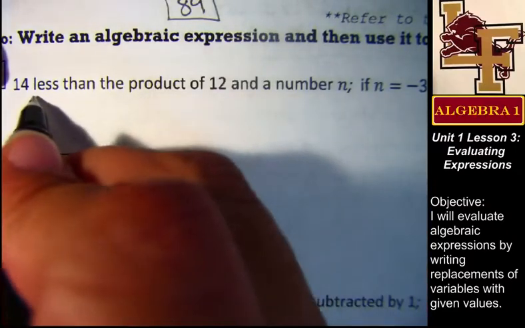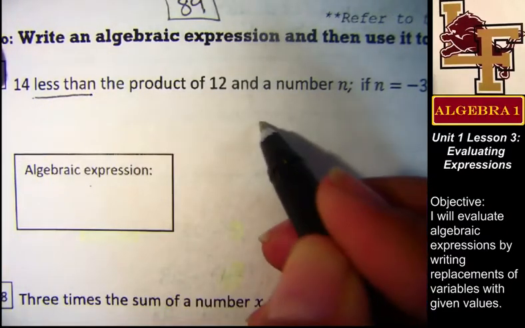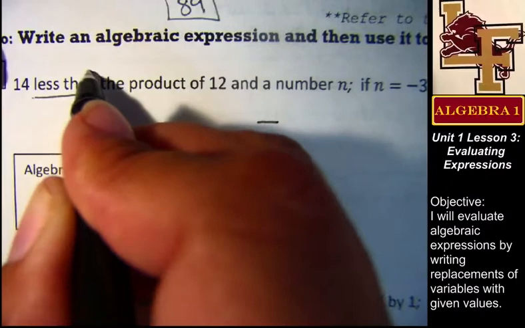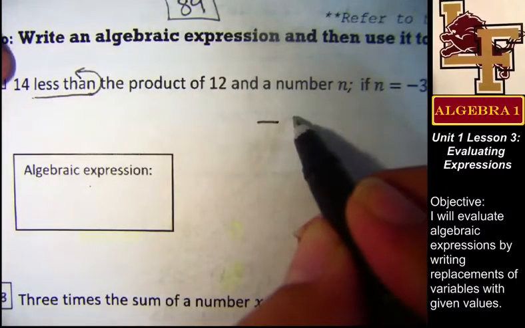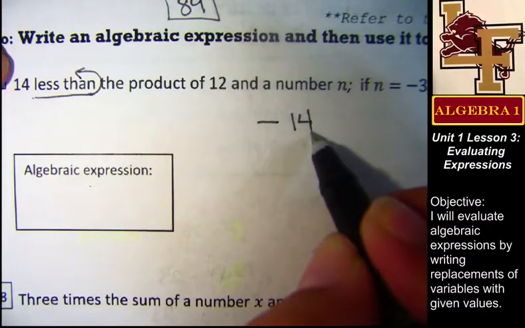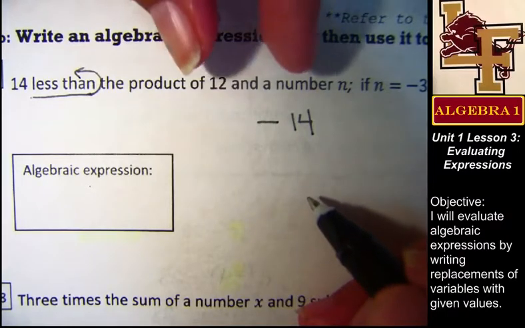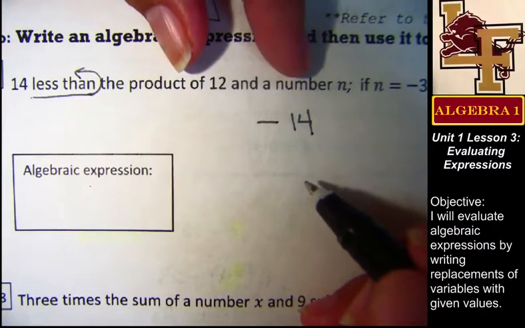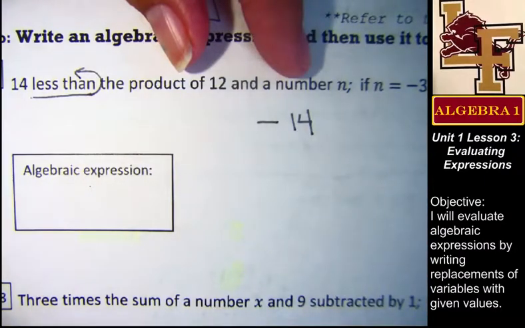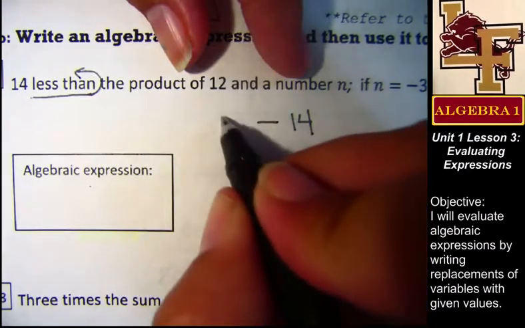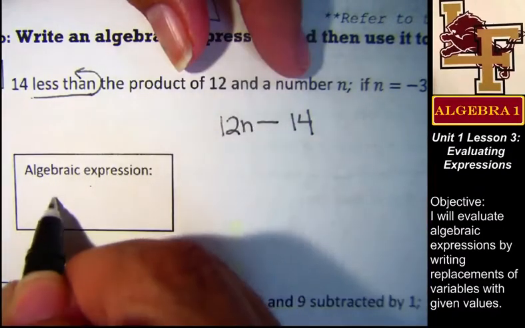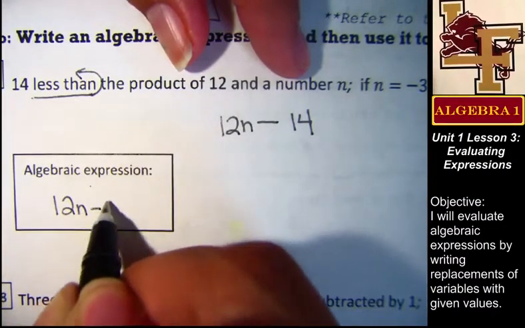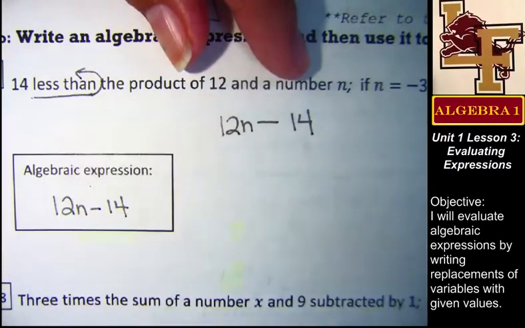What does this ask me to do? It's a subtract, and I'm going to flip it. So this 14 is going to go after the subtract. Good. What comes before the subtract? The 12 and the n. What's the operation between those two? Multiply, so I'm going to write 12n. There's my algebraic expression, 12n minus 14.